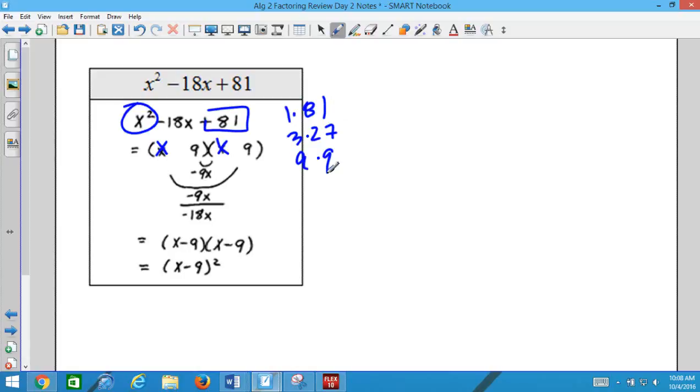Negative 9 and negative 9, if they were both negatives. And so we checked it, we did negative 9x, that does equal negative 18x. So we have x minus 9, x minus 9.